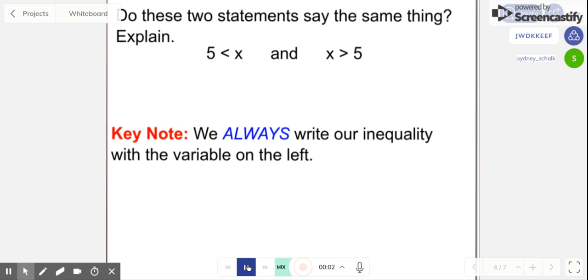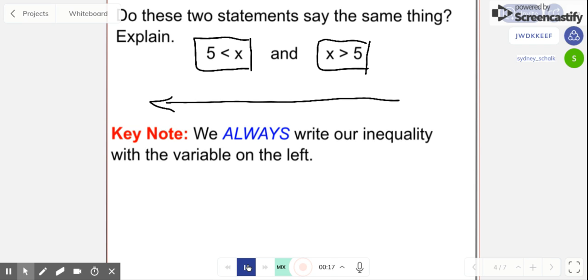So one thing for us to reflect on with inequalities is this question right here. It says, do these statements say the same thing? Here we have 5 is less than x. And here we have x is greater than 5. Well, if we were to graph this on a number line, 5 is less than x. Well, here's 0. Here's 5. X has to be somewhere to the right of 5 since it's greater than 5.